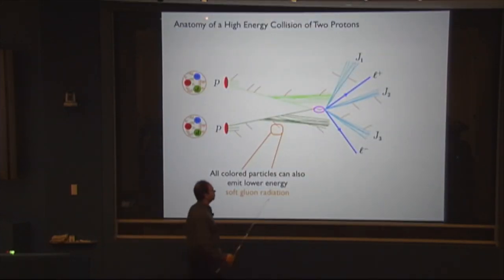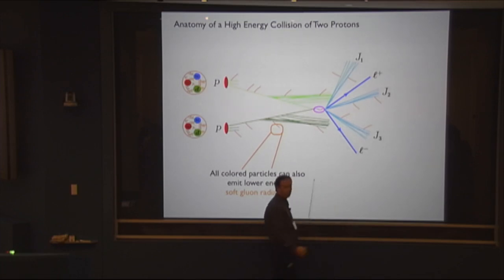The L's are like a muon pair. This could be a mu minus and a mu plus, or it could be an electron and a positron.